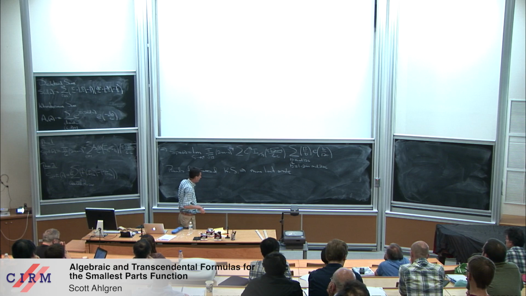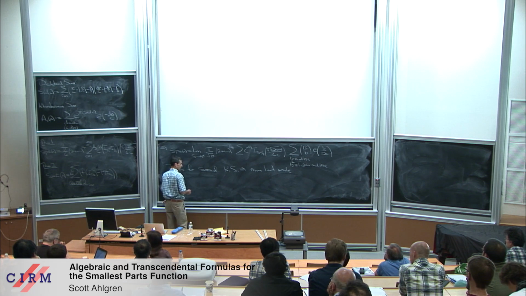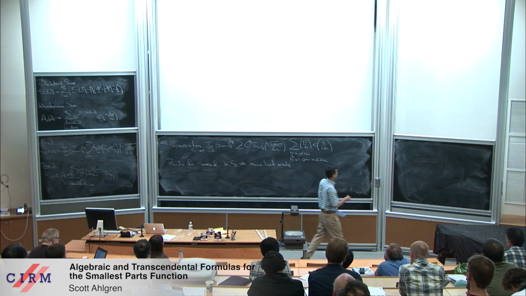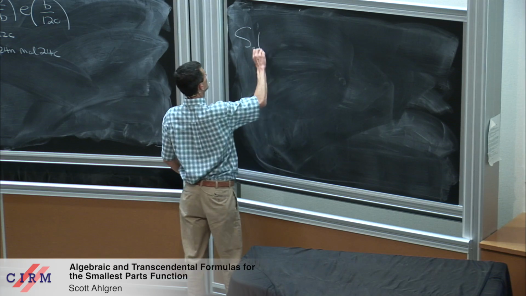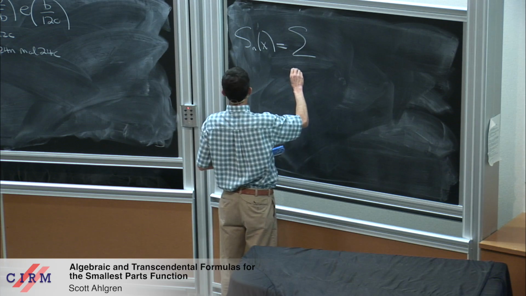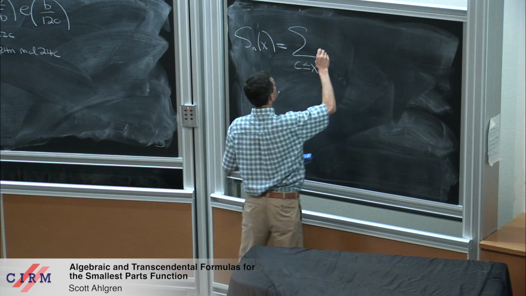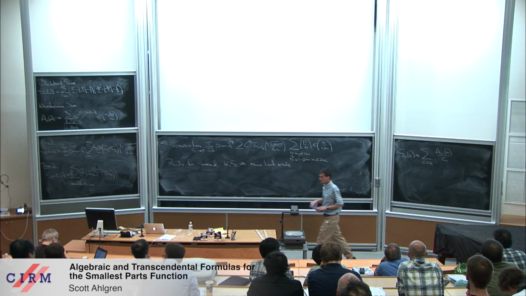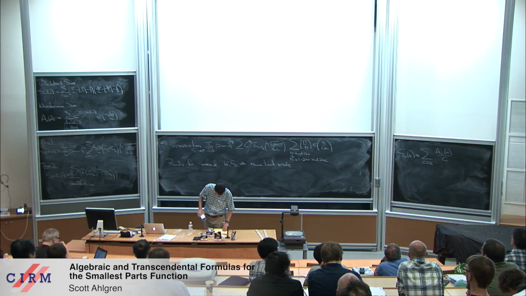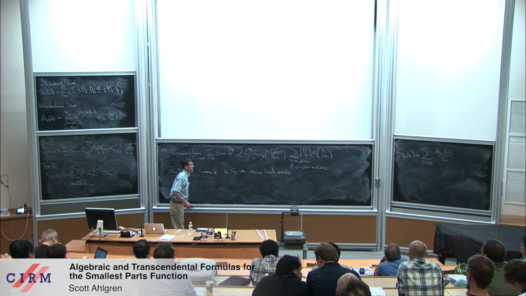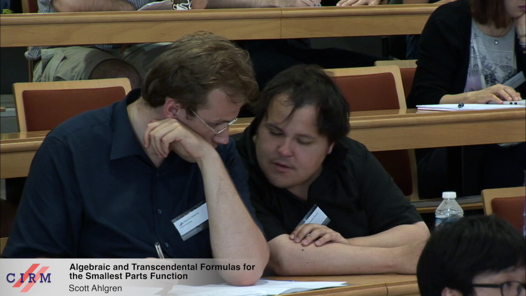I guess in the remaining time, I want to talk a little bit about this bound for sums of Kloosterman sums, which I also think is interesting. So let me write down the definition. S_n of x is going to be the sum over c less than or equal to x of A_c of n over c. Is that right? Yeah. And let me show you some pictures of the size of this.